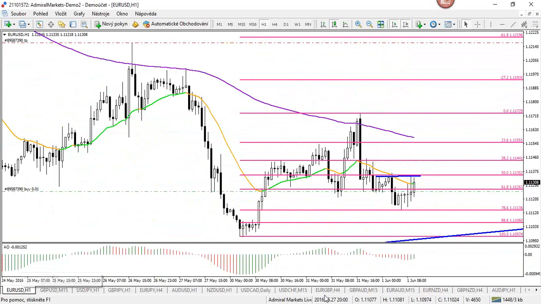All right, let's see how that euro-dollar is doing. It's going our way. It's kind of pushing slowly but surely, approaching the resistance. Let's see how that goes.